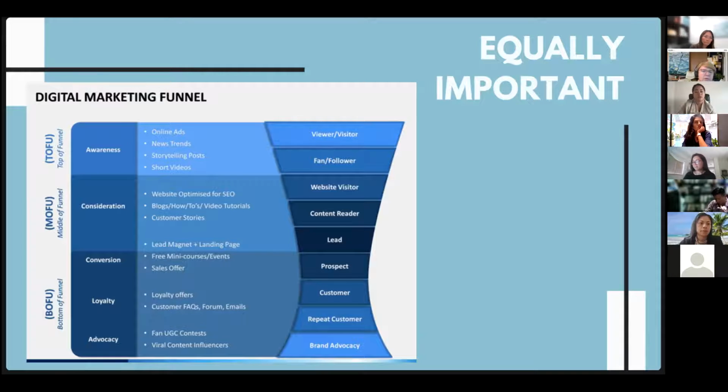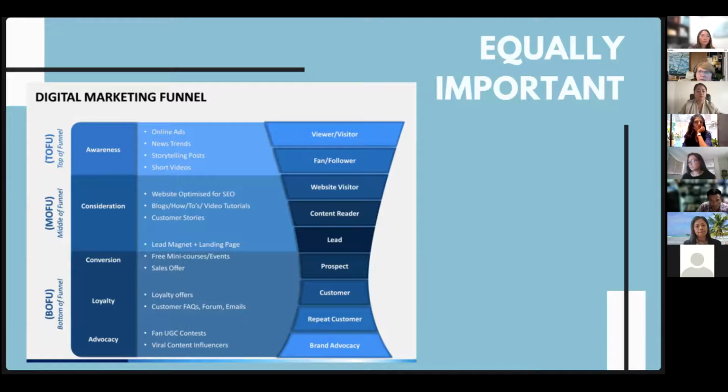And then of course we go into the middle of the funnel, which is the consideration portion of the funnel. So this is going to be your website visitors, your content readers, and your lead generation. This is where you're going to want to have all those blogs, that custom content marketing that we talked about, video tutorials, making sure that your website is optimized for these keywords that people are searching. This is where you're going to want to share your customer stories, anything that you feel strengthens your product or brand in comparison to your competition.